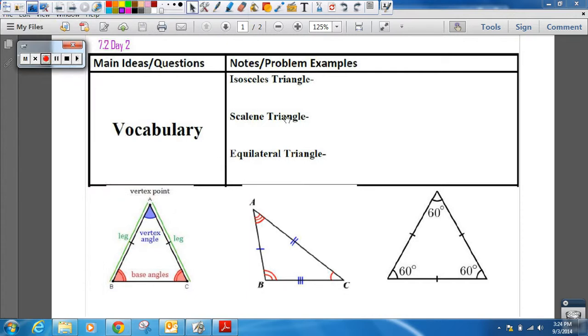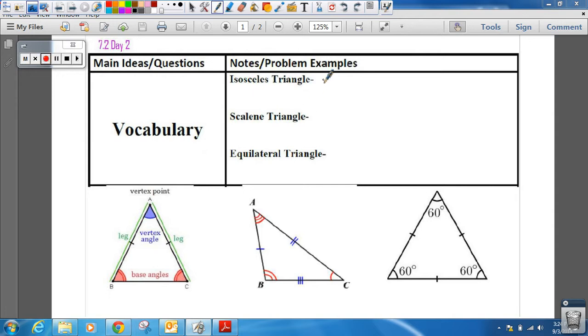Okay, today is 7.2, day 2, and we're going to be introducing different kinds of triangles. So far we've only looked at the right triangle. So today we're going to look at the isosceles triangle, scalene triangle, and equilateral triangle. You must remember the difference between all three of these.